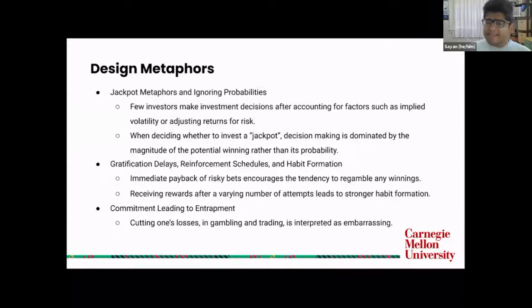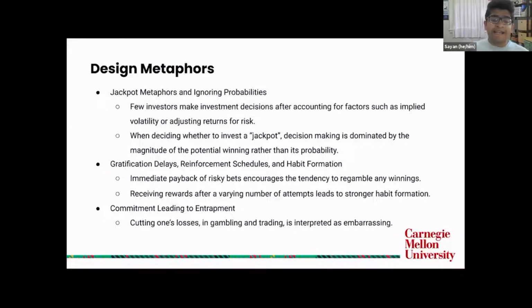Now, while latency in interfaces is generally detrimental, immediate payback of risky bets can actually encourage more frequent plays and the tendency to re-gamble any winnings with little financial consideration. You can see this with scratch cards and slot machines, where there's only a few seconds between your initial gamble and the payback. Similarly, in trading apps, instant settlements can potentially result in similar behavior.